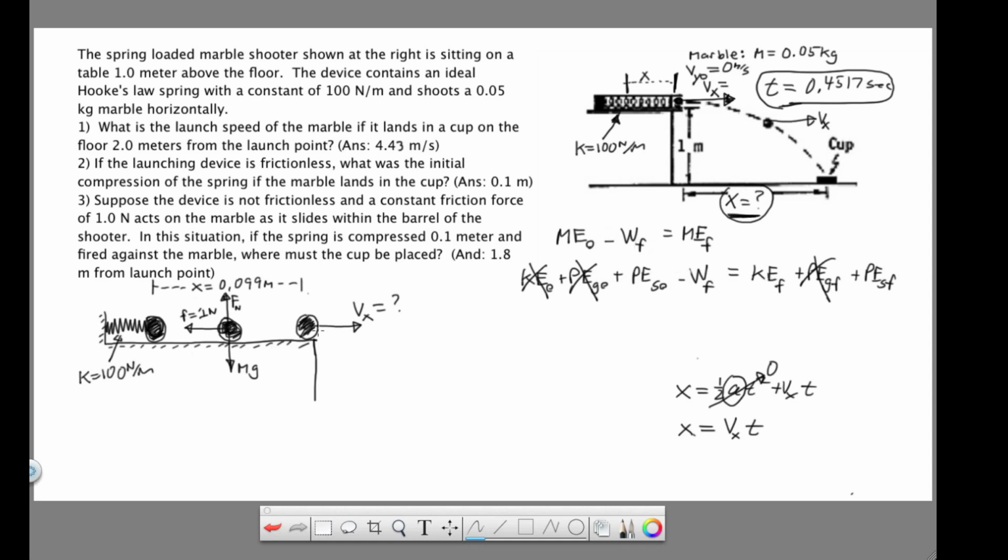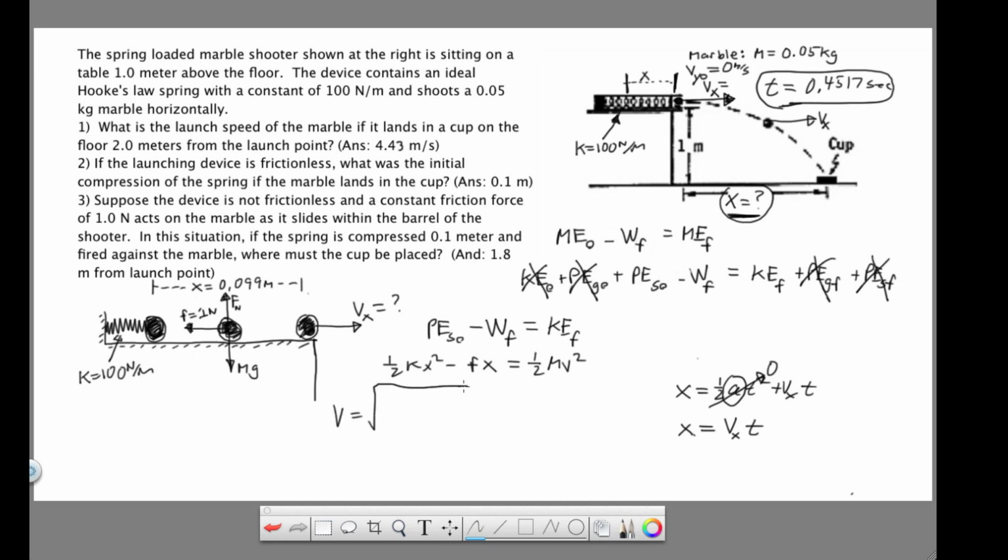Kinetic final is present. When the marble is off the spring, it has kinetic energy, and there's no spring energy final because the spring is fully unloaded. So what we're left with is potential of spring initial minus the work of friction equals kinetic final. So this is 1/2 kx squared minus friction times distance, which we called x up here. And I want to point out that friction is parallel to this distance, to this 0.099 meters. Whenever you use the work equation, the force and the distance must be parallel. This is equal to 1/2 mv squared, and we're solving for this velocity.